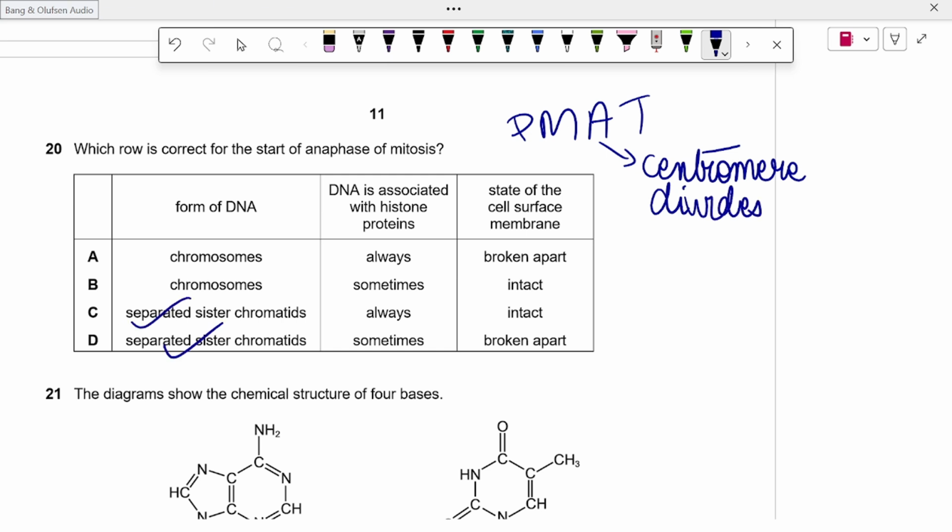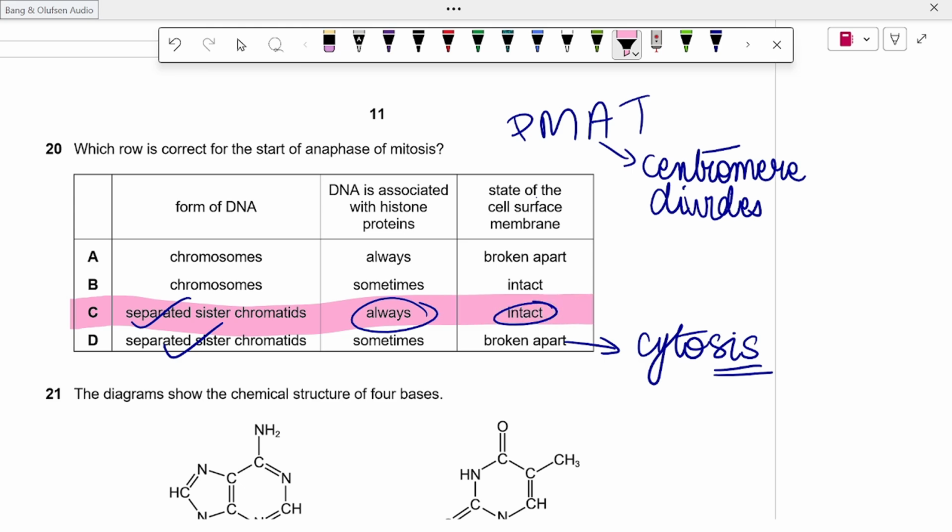C और D. DNA is associated with histone protein at all time. कभी भी ऐसा नहीं होगा कि आपके histone protein and your DNA separate. So it is always associated with your histone protein. State of the cell surface membrane, it is intact. Broken apart कब होता है? जब आपका cytokinesis हो रहा होता है. And cytokinesis happens after your mitosis का step. So yes, your state of cell surface membrane will be intact. C is your correct option.